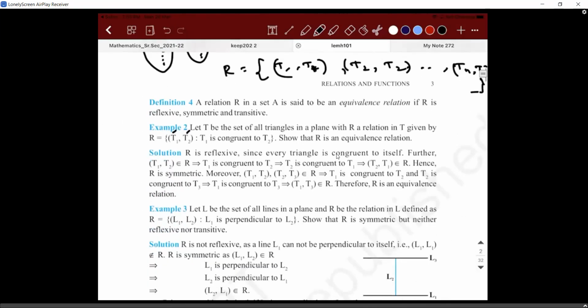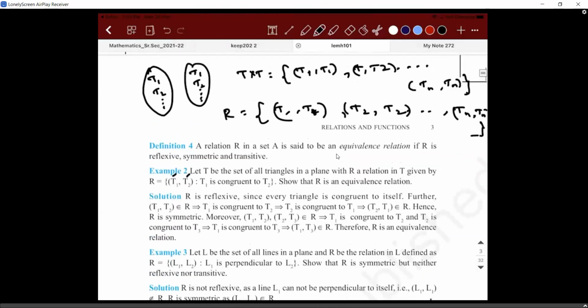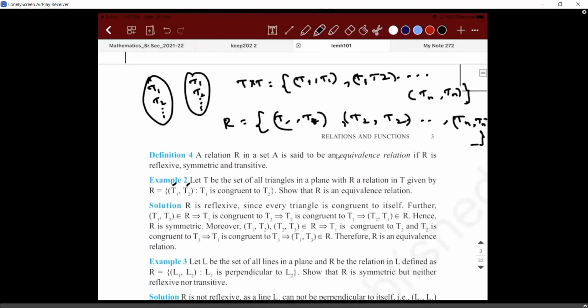What I'm trying to say is, in T cross T, for you to prove something is reflexive, you need to choose the ordered pairs which are identical, with the same elements. For you to prove symmetric, you need to take the combination 1, 2, and find whether 2, 1 also exists in it. So I will write a relation R dash, for example. I choose triangles T1, T2.